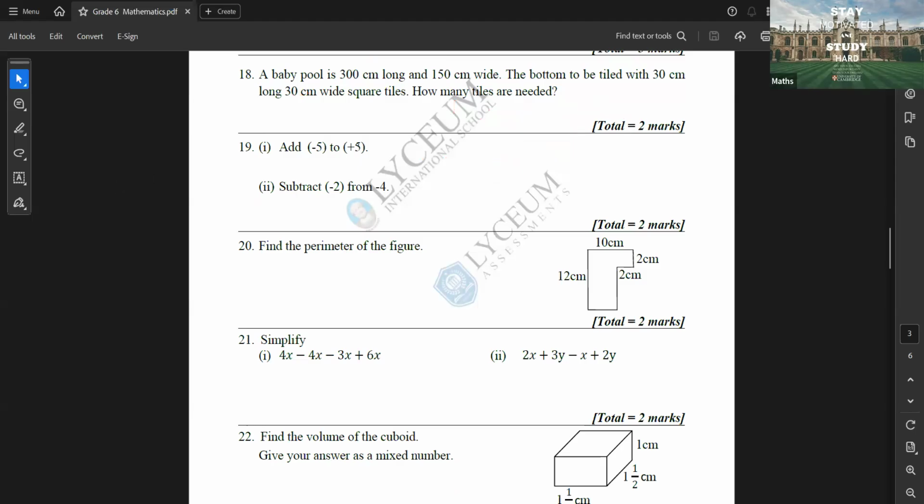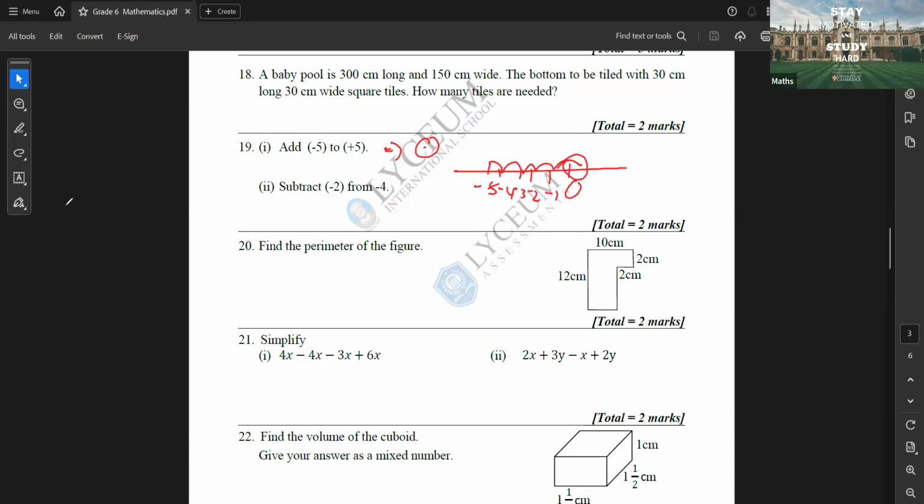Here, the second one, add minus 5 plus 5. You know, minus addition plus is going to be what? Cut it off with 0. Right? You are at minus 5, right? You have to go 5: minus 4, minus 3, minus 2, minus 1, 0.